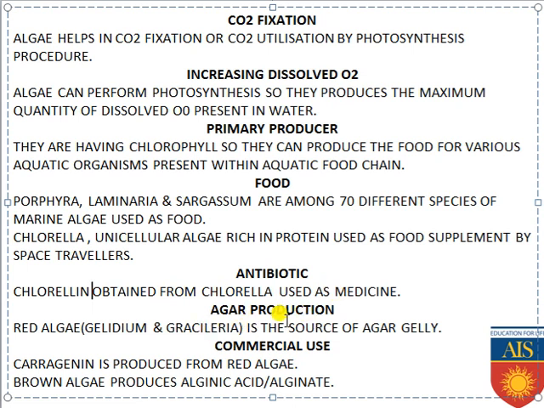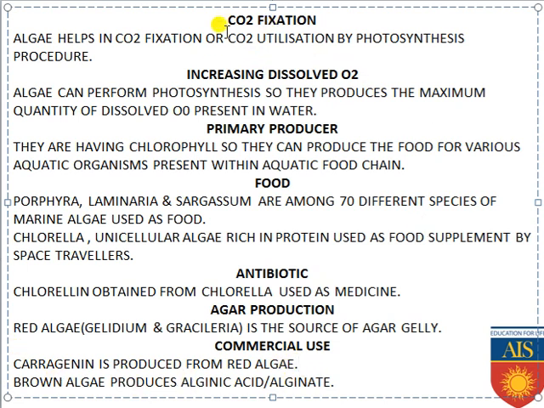Okay. Agar is a substance obtained from the red algae Gelidium and Gracilaria, and this agar is commonly utilized for bacterial culture. So always keep it in your mind, agar can be utilized for the bacterial culture medium. Commercial use is also there for algae. First one, carrageenan, is produced from red algae, as well as brown algae, which produce alginic acid or alginate. Those are commonly used for commercial purposes.